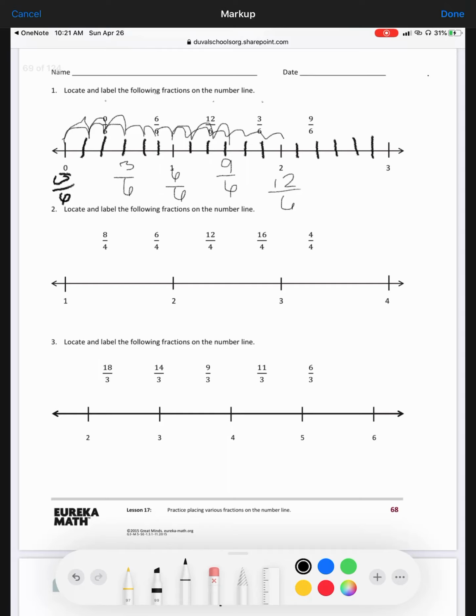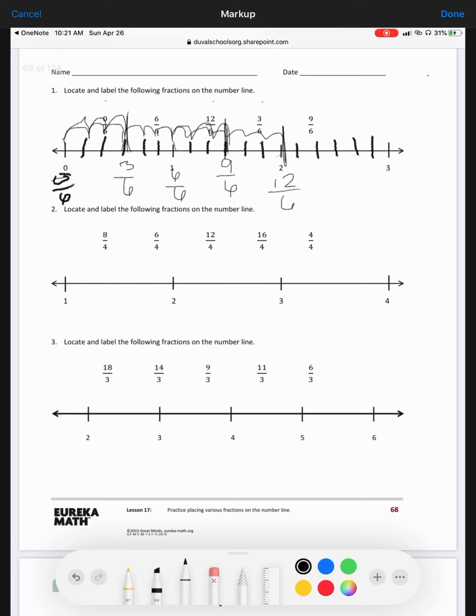There is a pattern here. It's basically we're starting at 0/6 and then going halfway and then all the way to the next whole number and then halfway again and then all the way to the next whole number. Okay, let's look at the next one, number 2. Locate and label the following fractions on the number line.